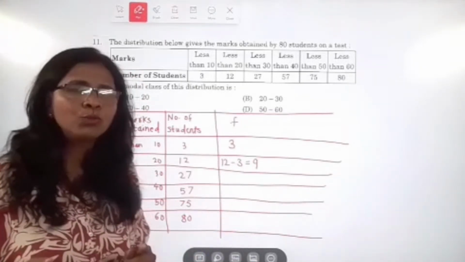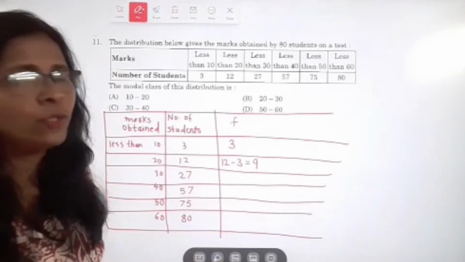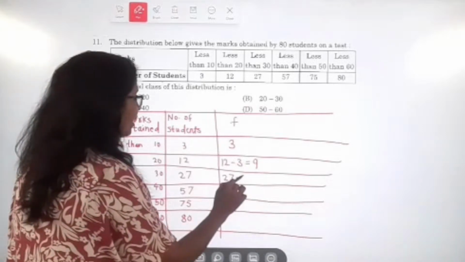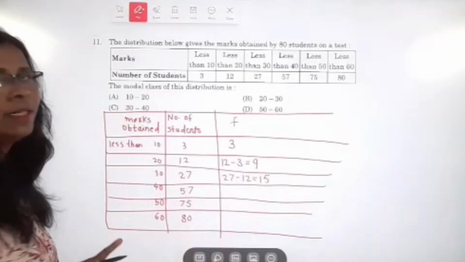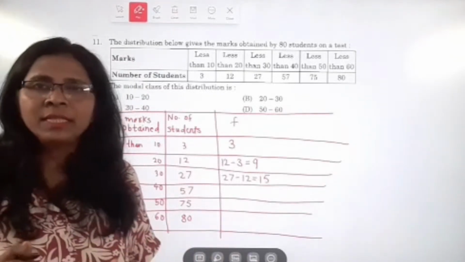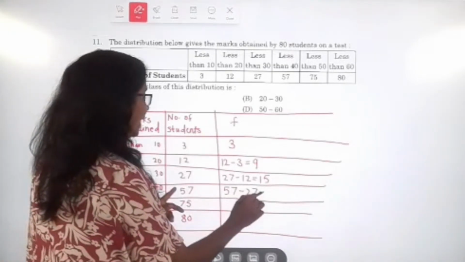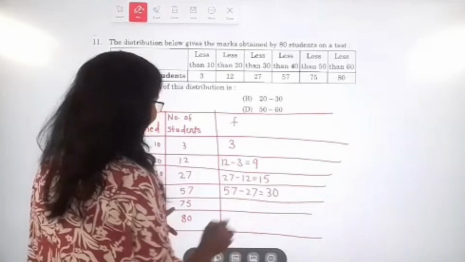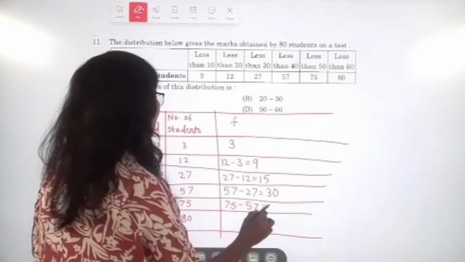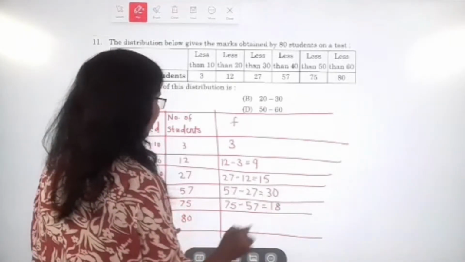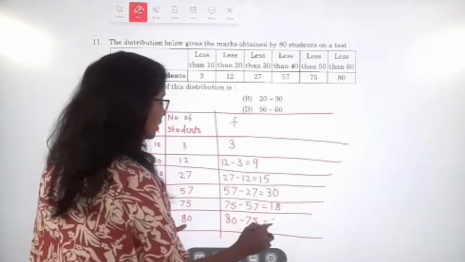Then the next one is 27 minus 12, which is equal to 15. Then 57 minus 27, that will be 30. Then 75 minus 57, and that will be equal to 18. And then 80 minus 75, and that means 5.